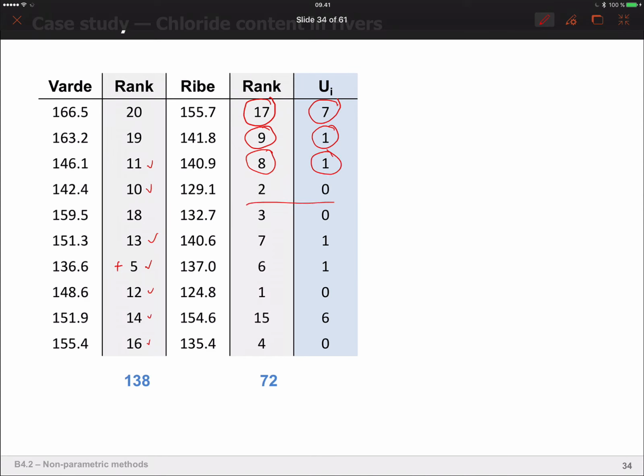Then we have 0 here, we have 0 here, we have 1 here, and then we just continue. We have one relatively large rank here, so therefore it will be, in this case, 6. Okay, so that's it. Now we just sum all the values here, and that will be our 17, and that's our statistic. So U equals 17.